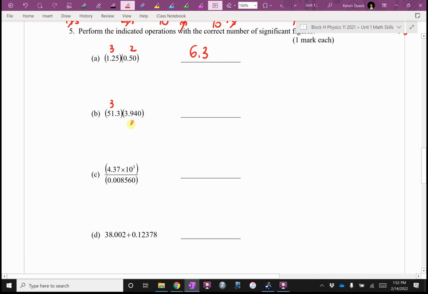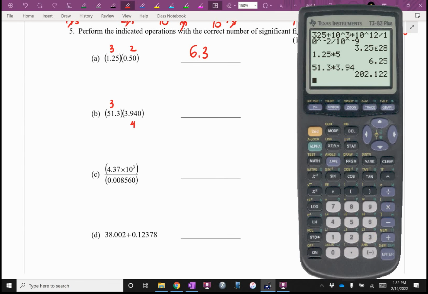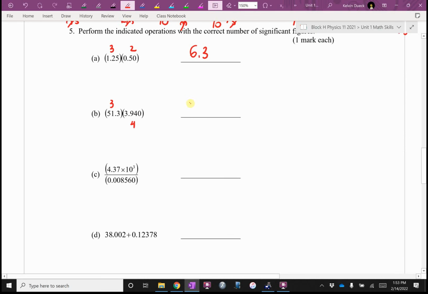Final answer, all or nothing, 6.3. 3 sig figs. Ooh, 4 sig figs. I'm going to go to 3 sig figs. 51.3 times 3.940. The third sig fig is the second 2 right there. Is that 2 going to stay a 2 or become a 3? It's going to stay a 2. I guess the answer here is 202.